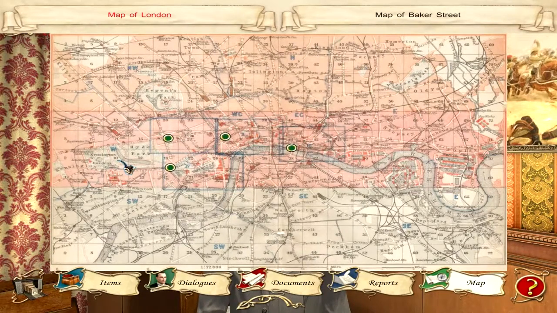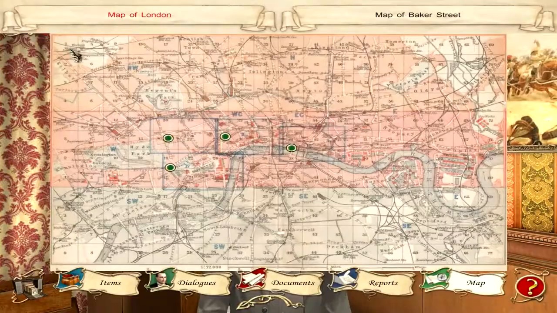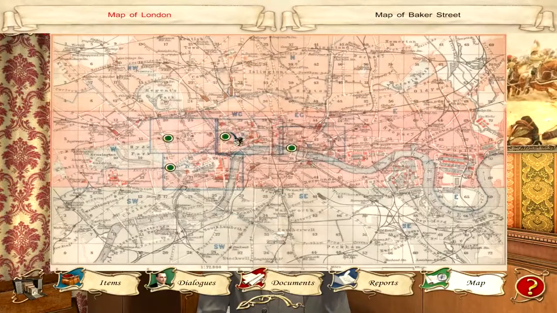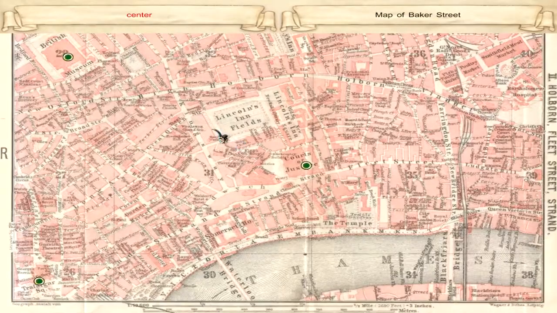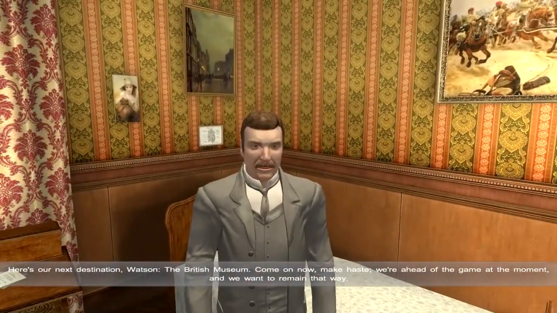Okay, so the British Museum, is it here? Nope, that was the Bank of England. Where is the British Museum? Nope, that's where... Here we go. Here's our next destination, Watson, the British Museum. Come on now, make haste. We're ahead of the game at the moment and we want to remain that way.